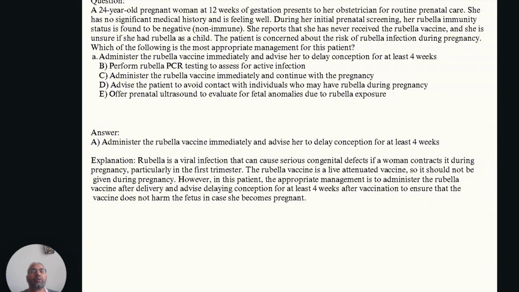So what we are going to do here is immediately give the patient a rubella vaccine and advise her to delay conception for at least 4 weeks. Whenever we hear that a patient has no history of taking the vaccine during childhood or contracting the infection during childhood, then that patient is specifically at risk of getting rubella. So the first option is to get the patient vaccinated, and only then should the patient plan to conceive a baby.